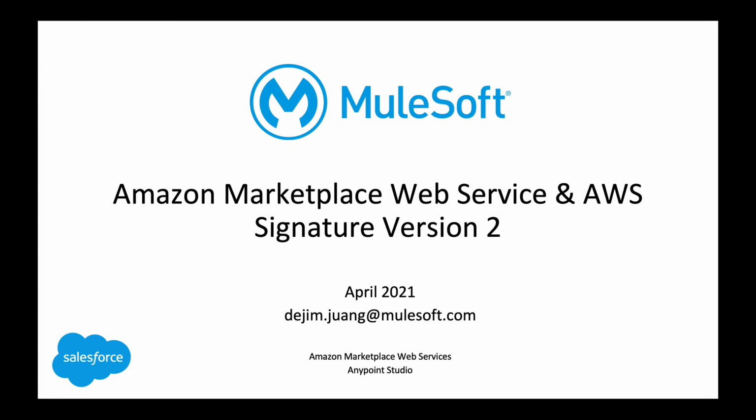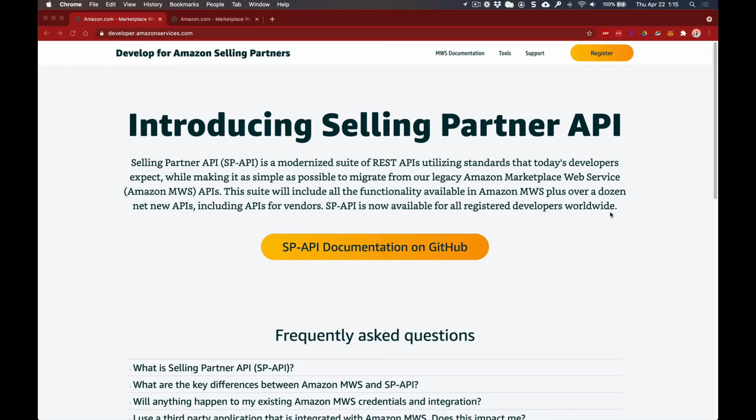In today's video, I'm going to be covering how to connect to Amazon Marketplace web service using MuleSoft. And while I'm covering that topic, I'll also be talking about how to generate the AWS signature version 2 in order to make a call to that backend web service.